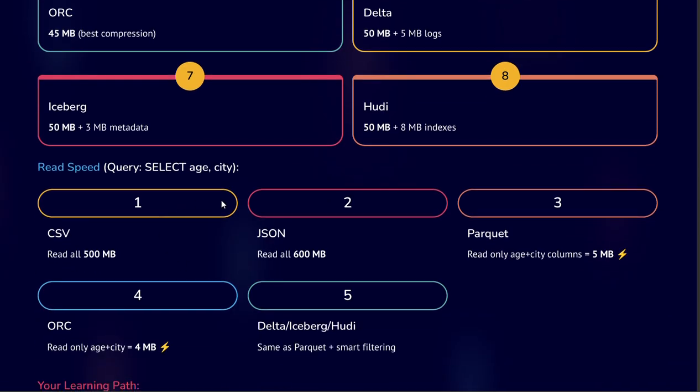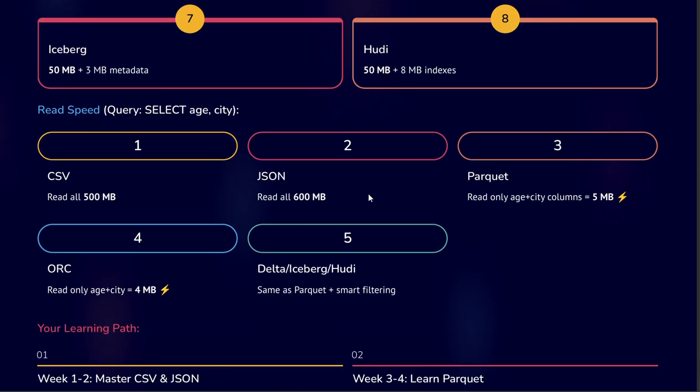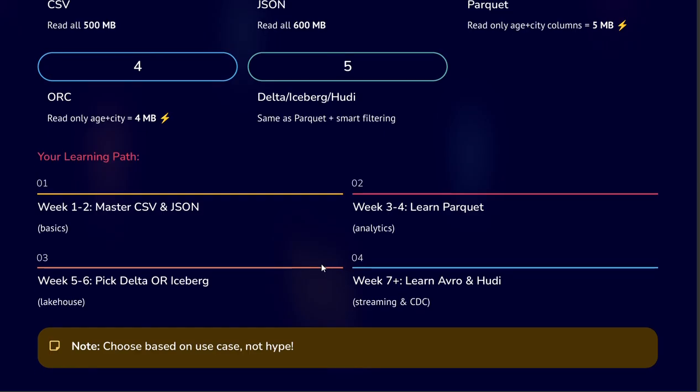Read query: select a city. CSV reads all 500 MB. JSON reads all 600 MB. Parquet reads only the age plus city columns. If you want to query only two columns, age and city, these are the comparisons. ORC reads only age plus city, which is about 4 MB. Delta and Iceberg would be the same as Parquet plus smart filtering.